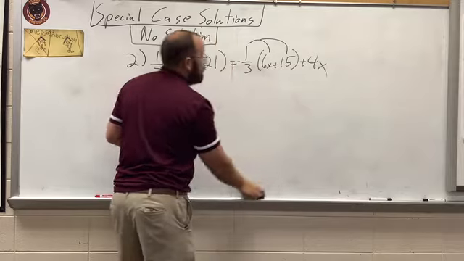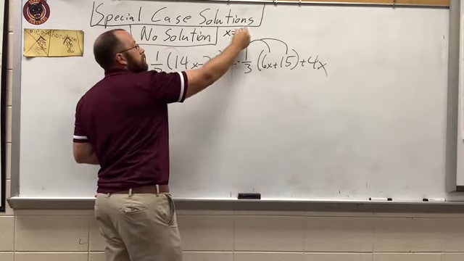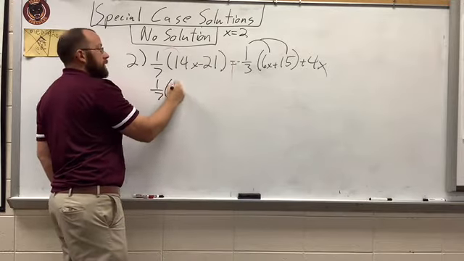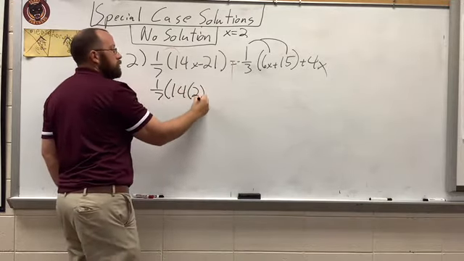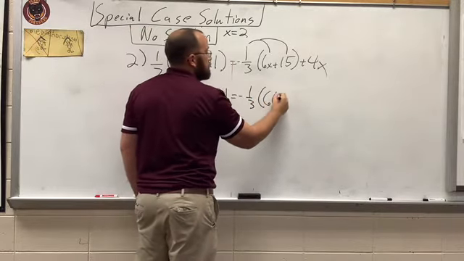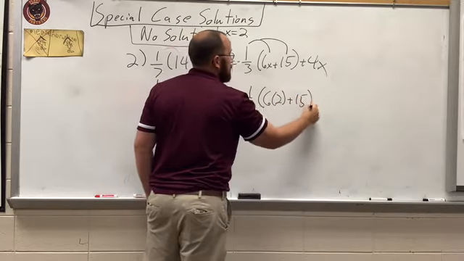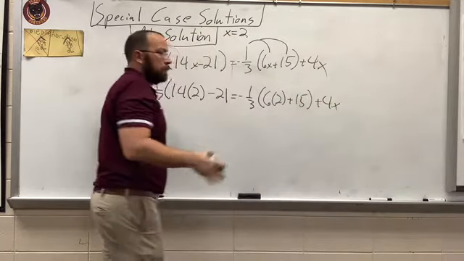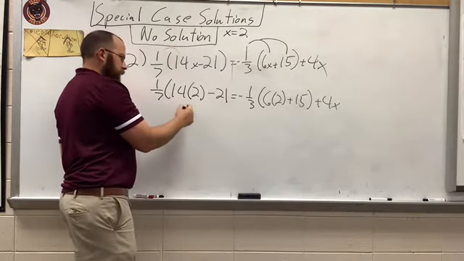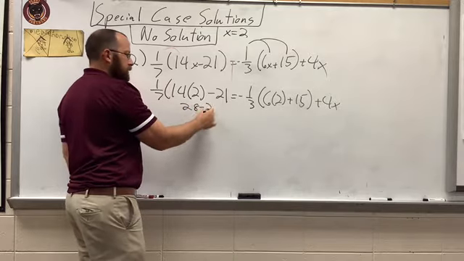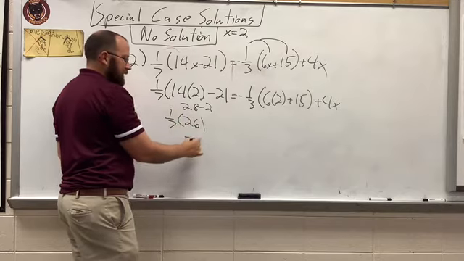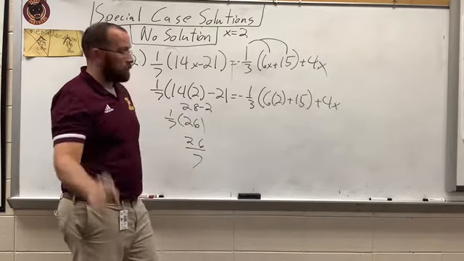So I'll use x equals 2 again, and I'll plug it in. So it gives me 1/7 times 14 times 2 minus 21 equals negative 1/3 times 6 times 2 plus 15 plus 4x. I know it looks a little jumbled, but my marker's dead, so you just have to look at it. 14 times 2 is 28, minus 2 is 26, times 1/7 gives us 26/7. I'm not even going to simplify.